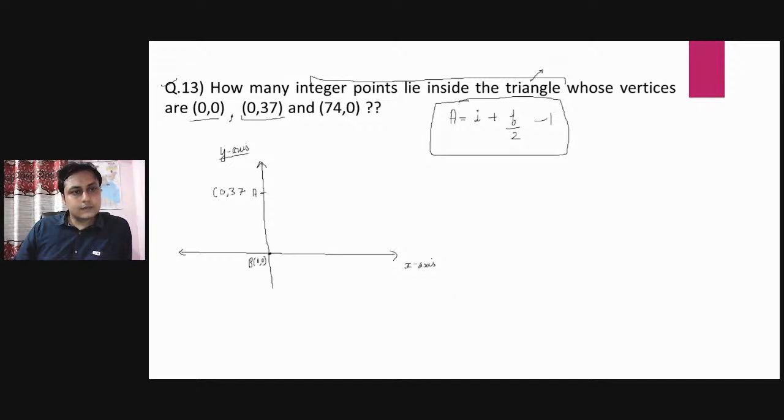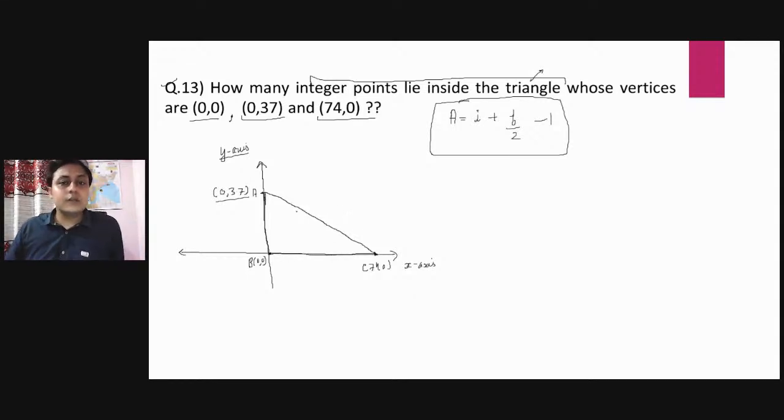The point (0, 37), and this point (74, 0). This point should be on the x-axis because the y coordinate is 0. Let's call this point C, (74, 0). When you join these three points A, B, C, you will get the triangle. AB is on the y-axis and BC is on the x-axis. You have to find the number of integer points lying inside the triangle, in this region.